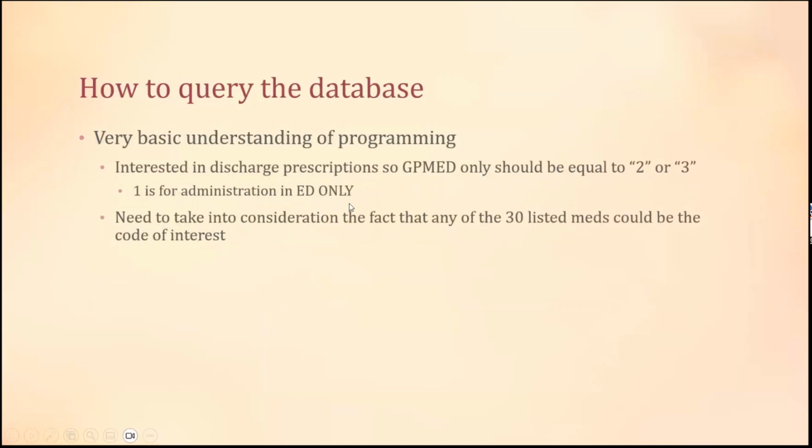In order to abstract visits that have amphetamines prescribed, we have to query the database for these specific codes. Recall in GP Med, if we want to look at discharge prescriptions, 1 is for administration in the ED only, and 2 or 3 take into consideration discharge prescriptions. So we want to make sure our query takes into consideration only cases 2 and 3. That is when the code 95016, amphetamines, comes up as a 2 or a 3 in GP Med. We also need to take into consideration that any of those meds, like amphetamine, could be Med 1 or Med 30, because the database encompasses up to 30 meds.